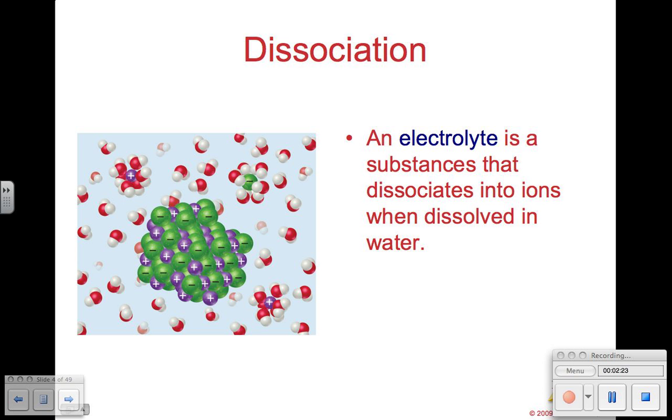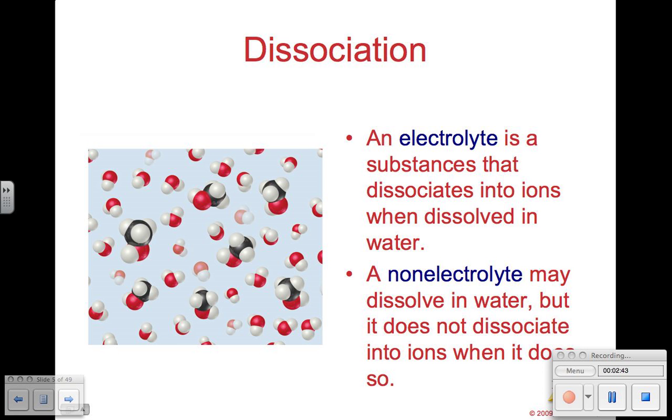And ionic compounds that dissociate create what are called electrolytes. Electrolytes are ones where you have ions dissolved in water. So if it's not an electrolyte, it can't electrocute you. But if it is an electrolyte with ions present, then it could electrocute you. And a non-electrolyte may dissolve in water, but it's not going to dissociate. You're not going to get ions present.